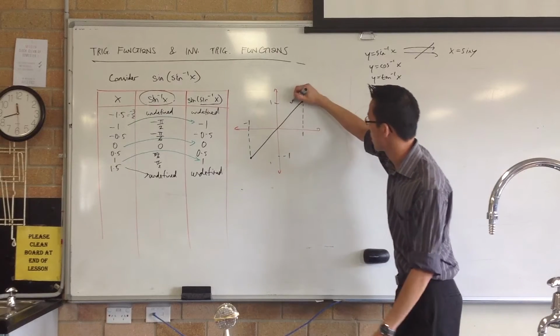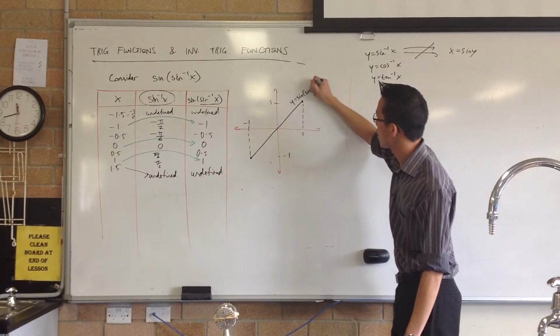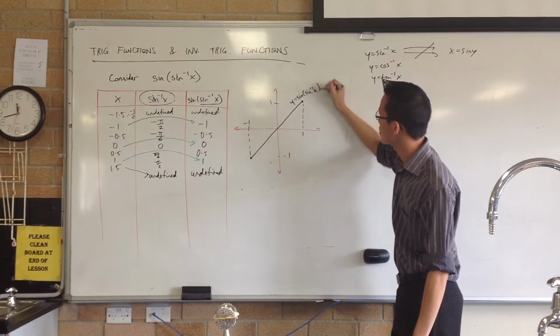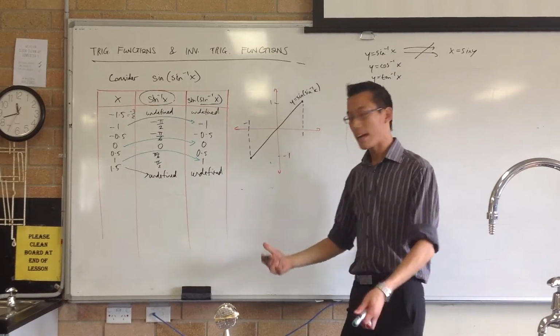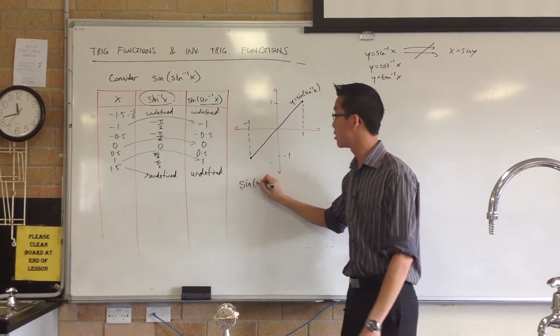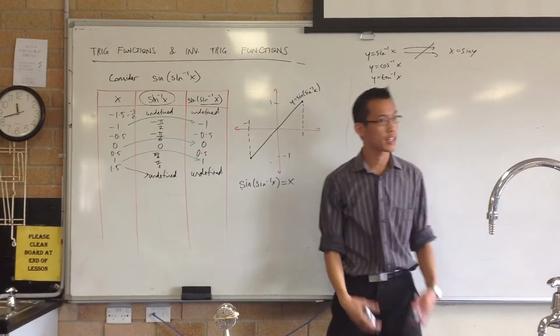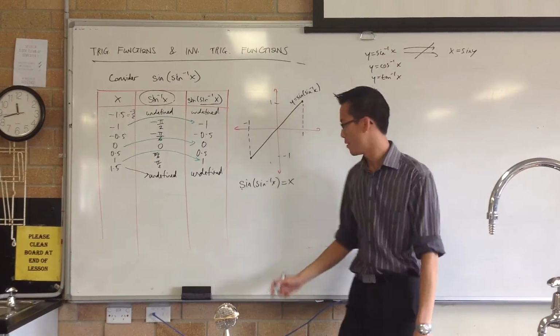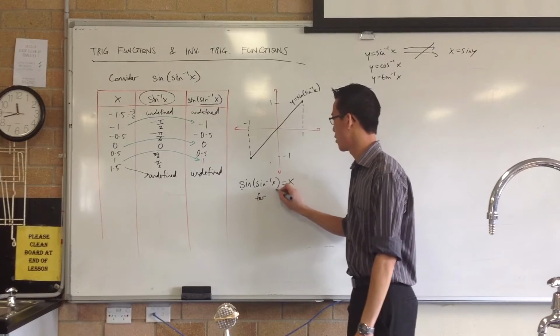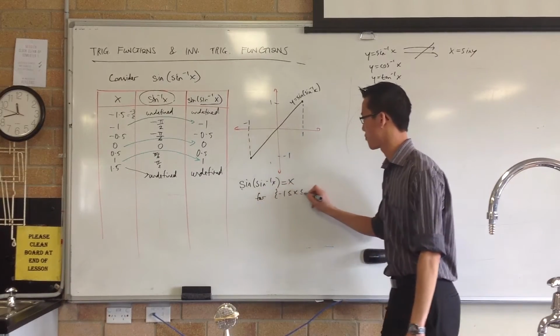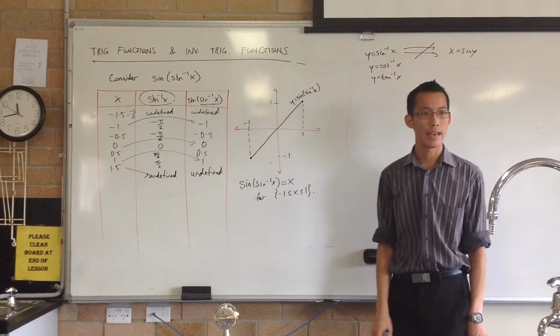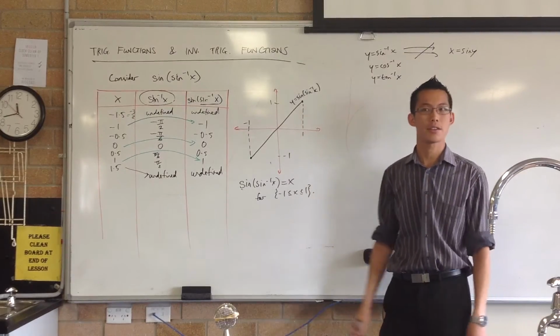So what can I conclude? I can conclude this is sine of sine inverse of x. I can conclude that if I take this function, it is equal to x, but only in a certain domain, namely from minus 1 to 1. Okay? So outside of that domain, it breaks, right?